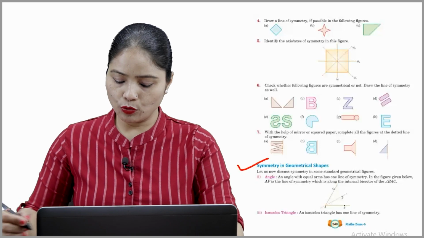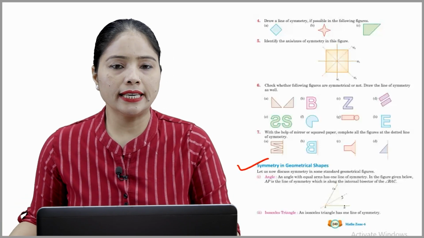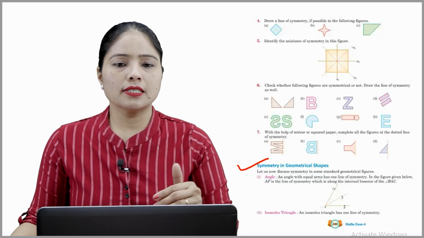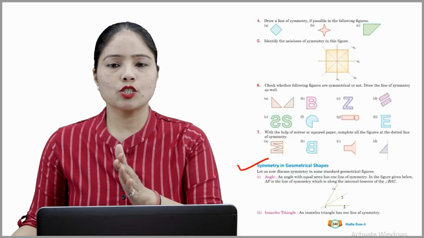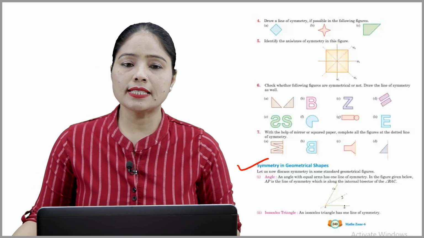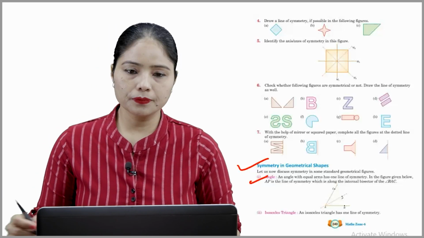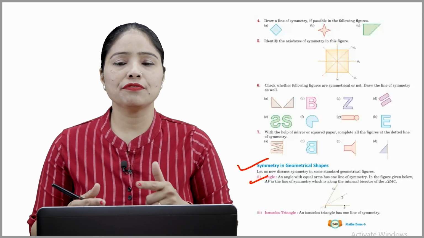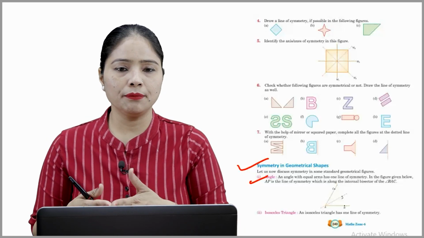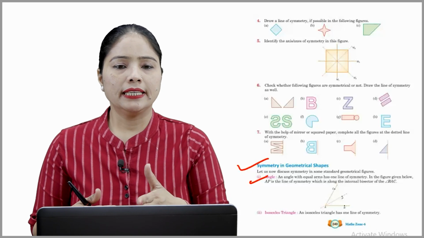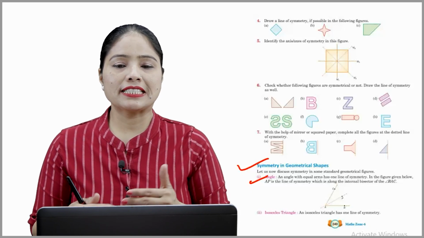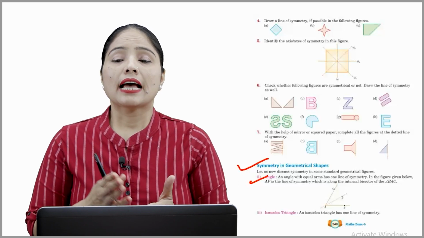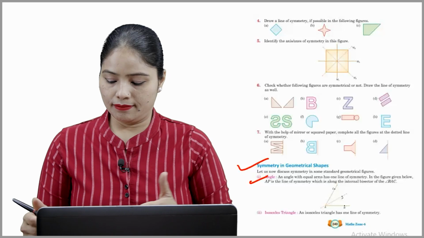Okay. So now move on to the next topic, which is symmetry in geometrical shapes. Let's now discuss symmetry in some standard geometrical figures. First one is angle. An angle with equal arms has one line of symmetry. In the figures given below, AP is the line of symmetry which is along the internal bisector of the angle BAC, like this.